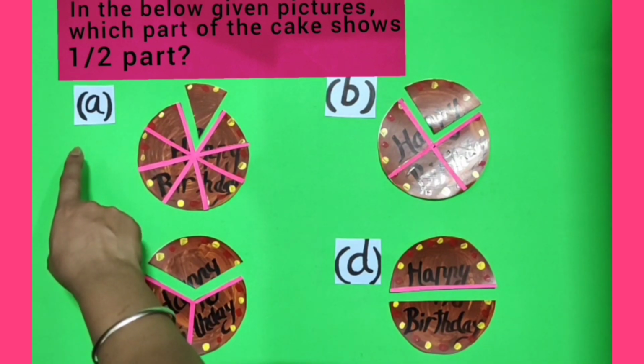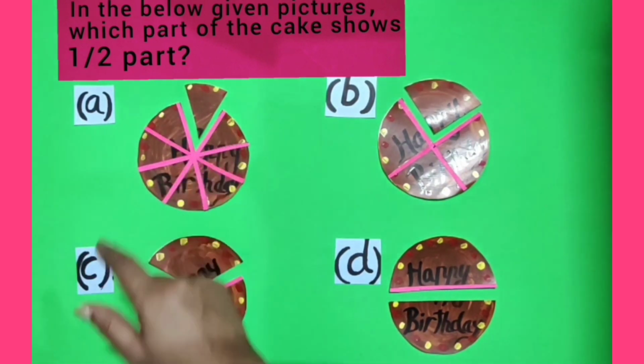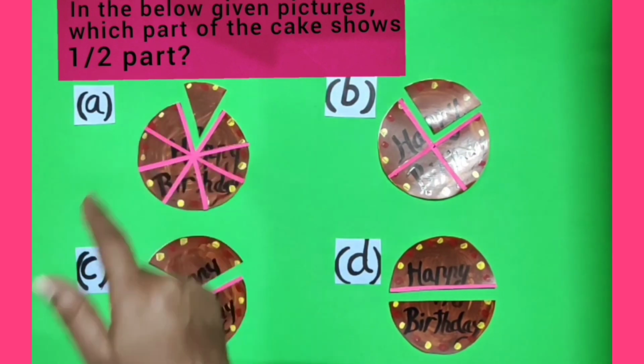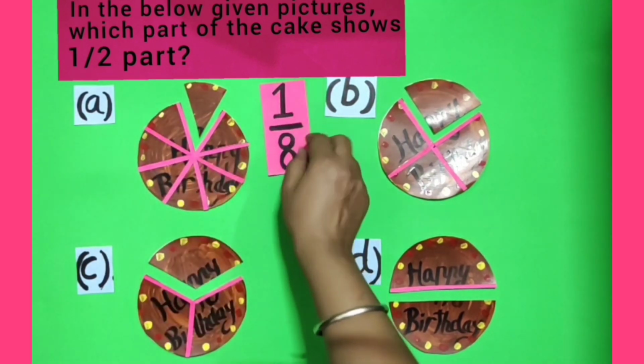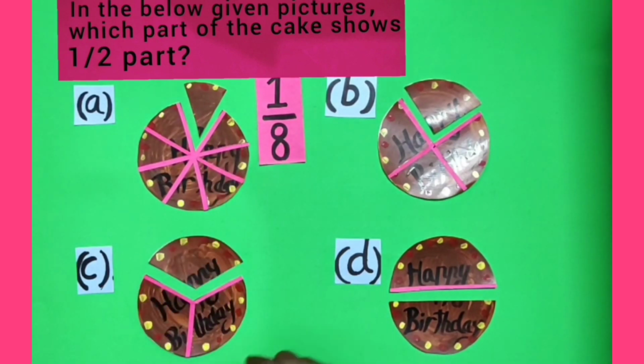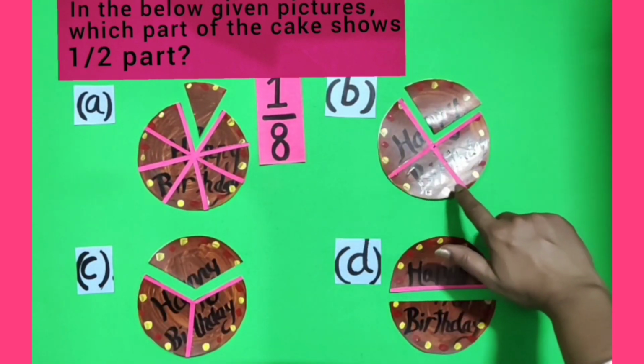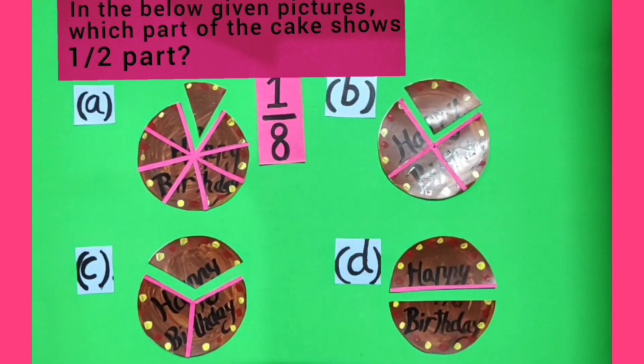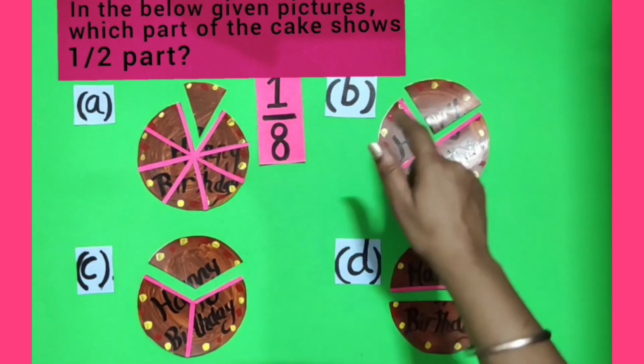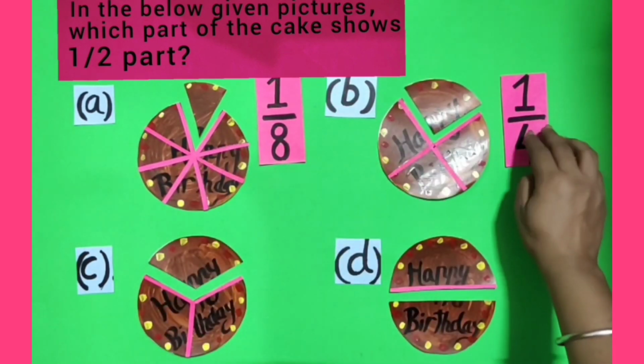In option A, there are 8 equal parts of the cake. Its one part represents 1 by 8 fraction. In part B, there are 4 equal parts of the cake. Its one part represents 1 by 4 fraction.